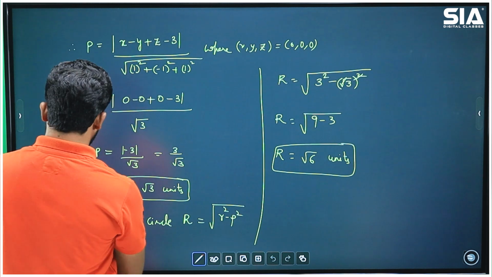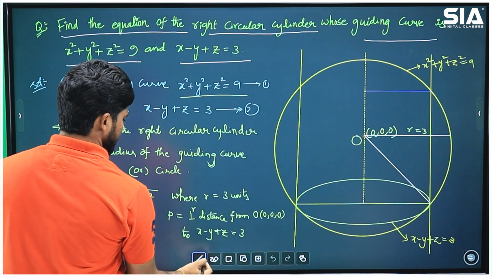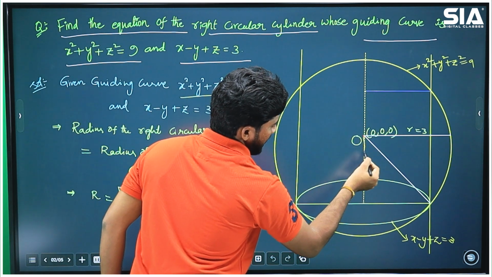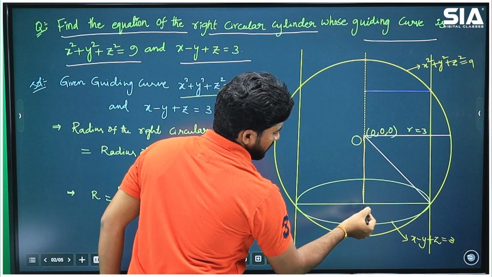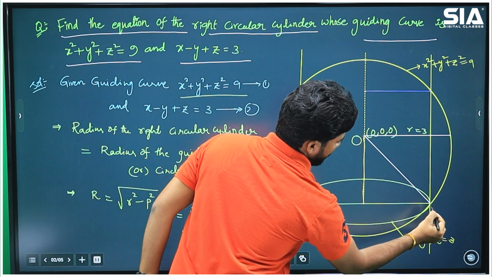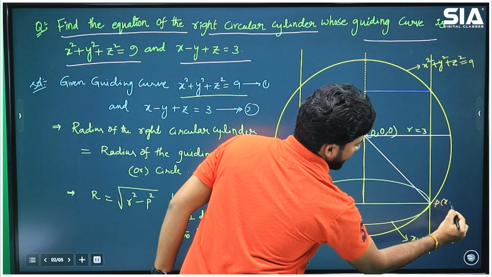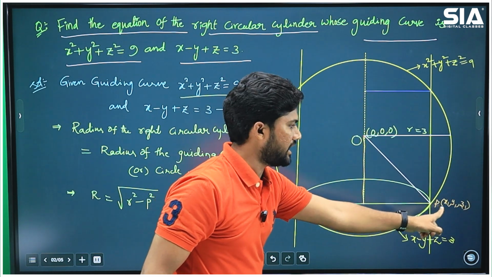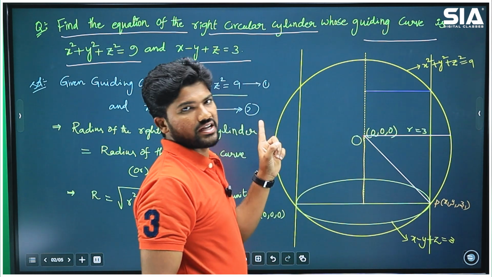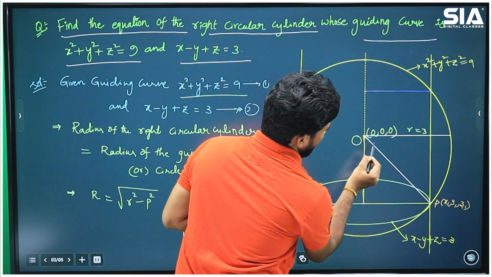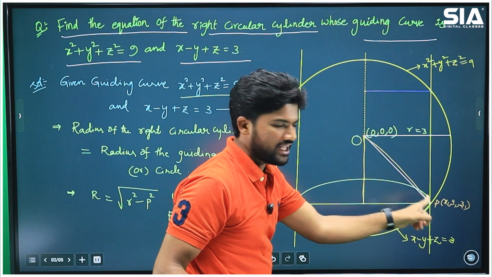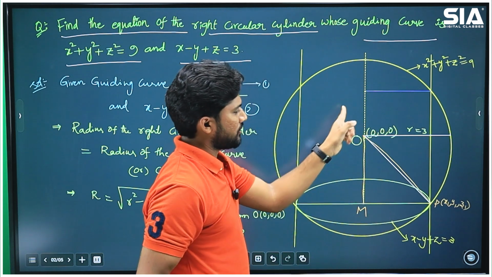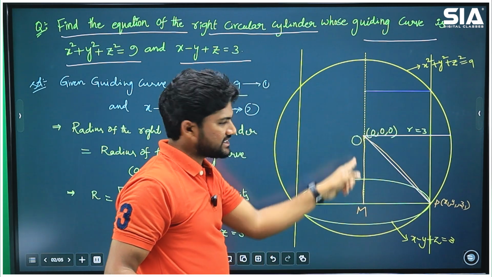See here. Now here I am indicating one more point from the origin. If you take any point P of x1, y1, z1 on the given right circular cylinder, the projection of OP on the axis of the right circular cylinder is OM.